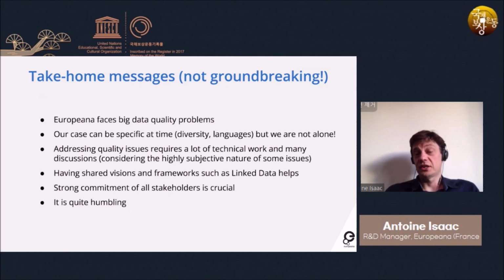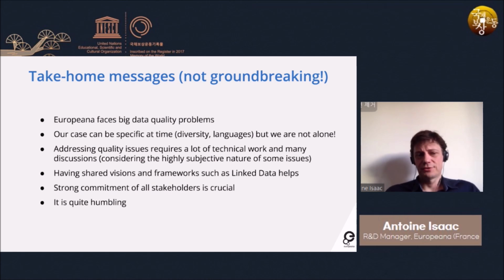The third message is that all this quality issue management requires a lot of technical work, but it also requires discussion. All those problems are very subjective sometimes, and it requires everyone to agree before we start making some technical work, for example, to report them, because some people will say, oh, but your reports include things that for me are not problems. So we need to have consensus. And for this, having some shared vision and frameworks like in linked data helps a lot, because we can refer to them. We can say, okay, we are asking you to give this data, but it's not only us. It is a best practice in the linked data community.